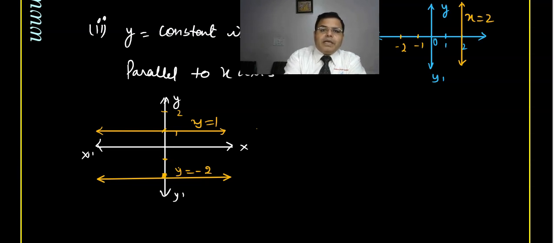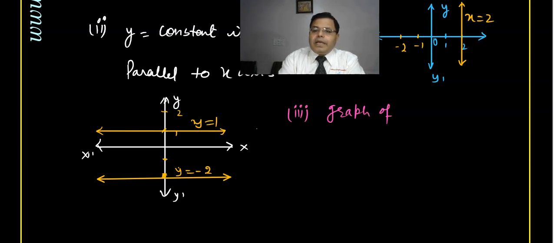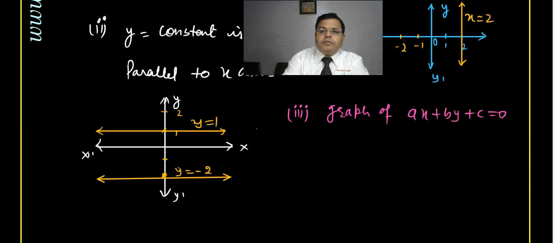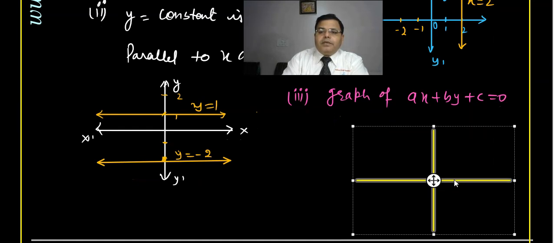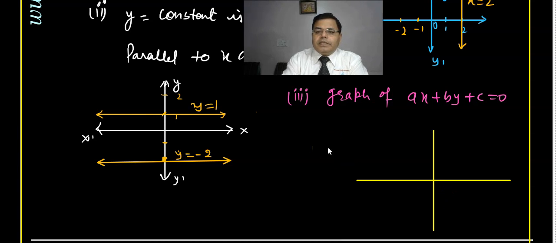If there are two variables and both of them are present, ax plus by plus c, then the graph will be a line. This is a line, with x axis, x dash, y axis, and y dash. Ax plus by plus c is equal to 0. This represents a linear equation in x and y.